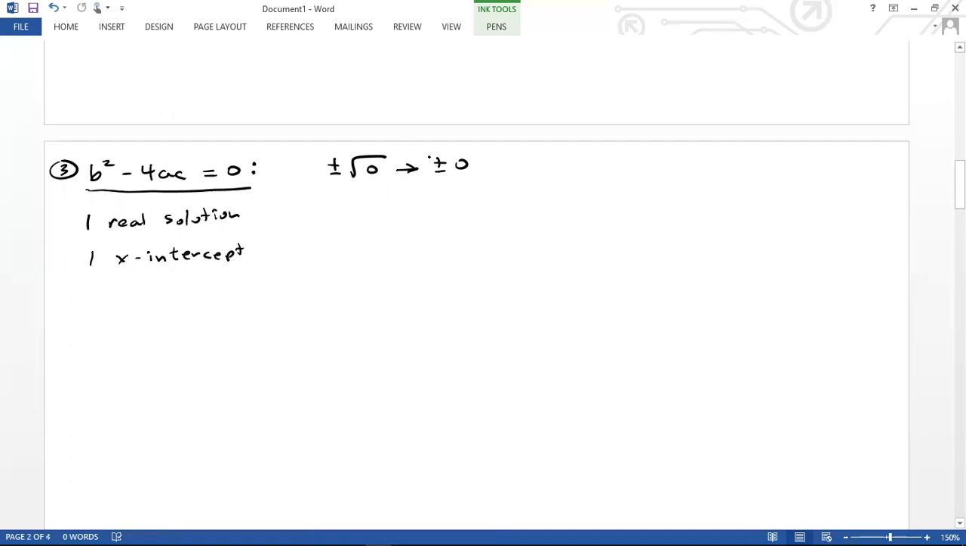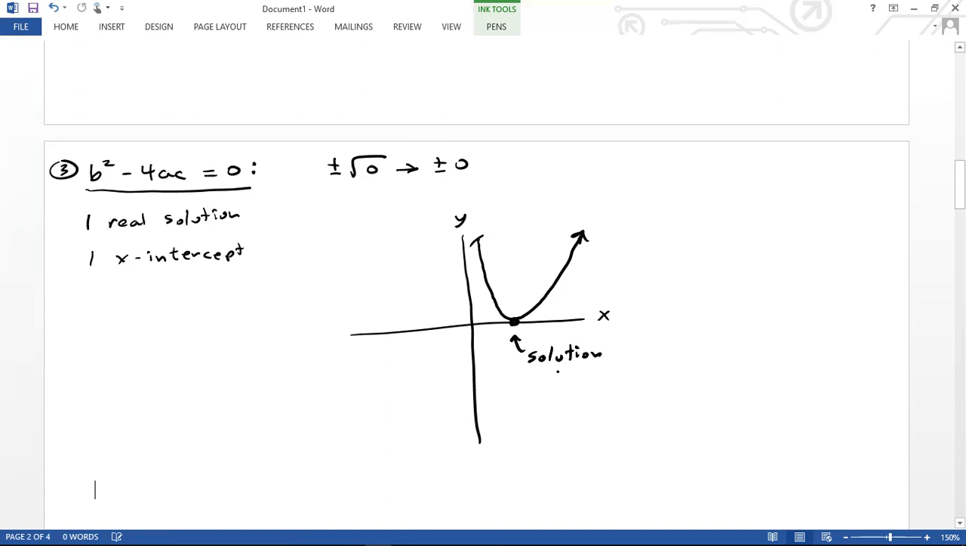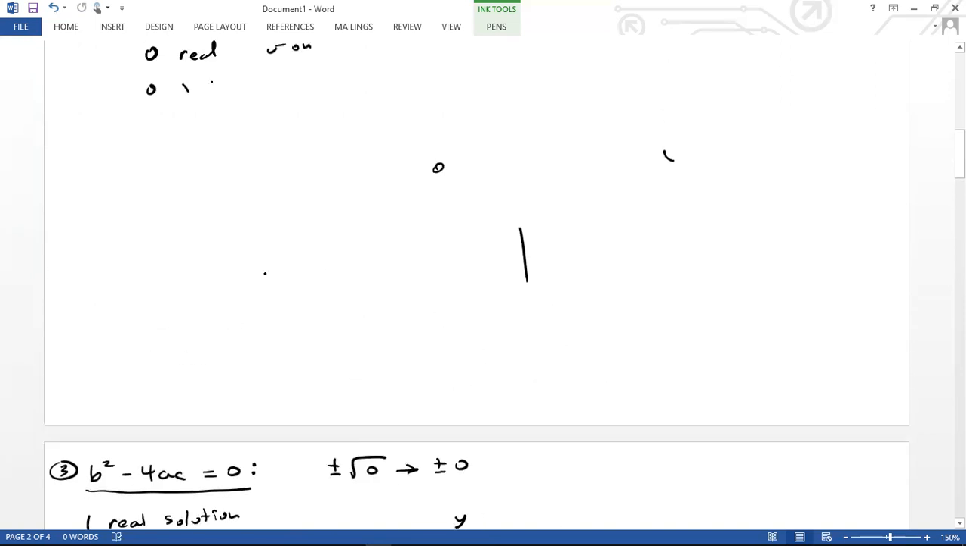Okay, and the graph will look like this. It can be to the right or to the left. That part doesn't matter. The graph will look like this. And this point here, that is your solution. The x value of that point, the x coordinate, that is your solution.